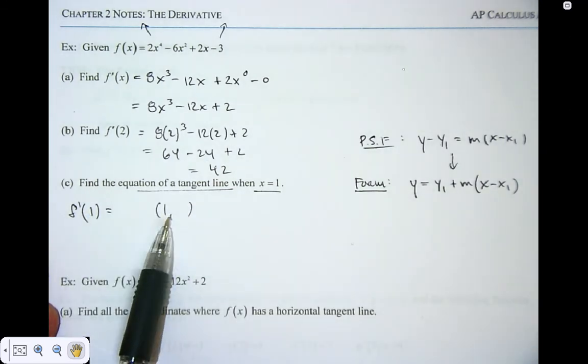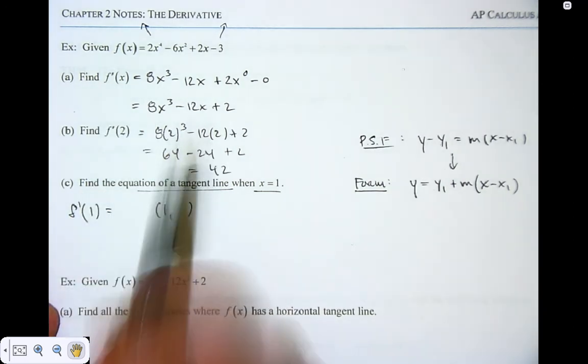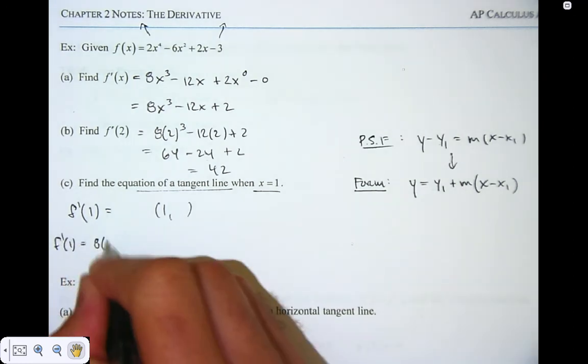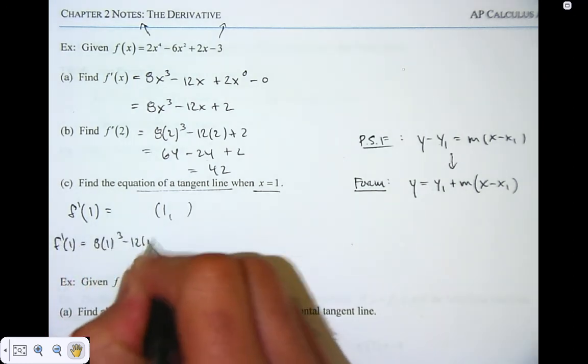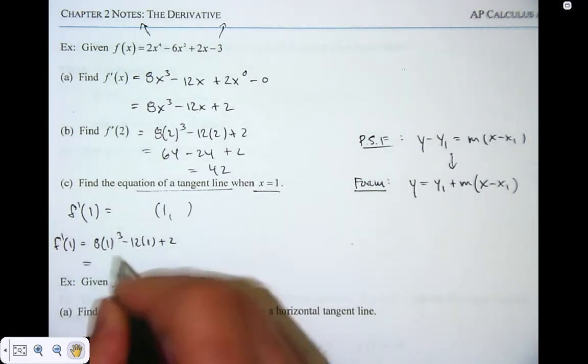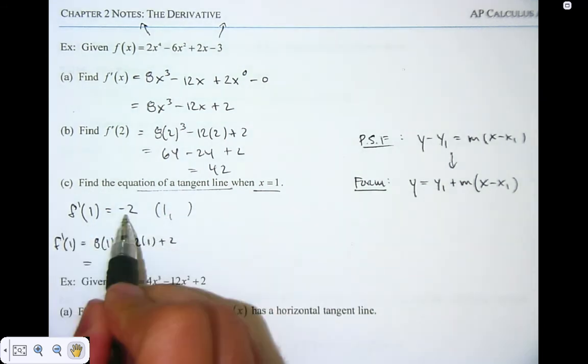Okay, all right, well, we have f prime right up here. F prime of x is equal to that. And so f prime of 1 would be equal to 8 times 1 cubed minus 12 times 1 plus 2, which is 8 minus 12, or negative 4, plus 2 is negative 2. So we have that our slope is negative 2.